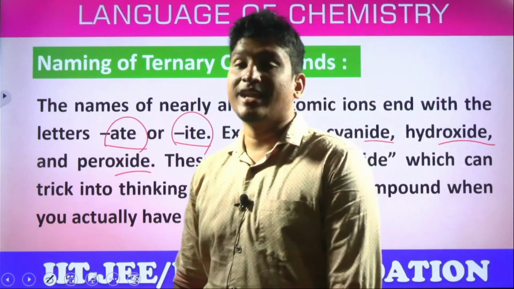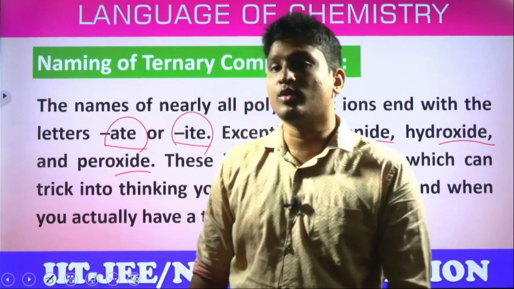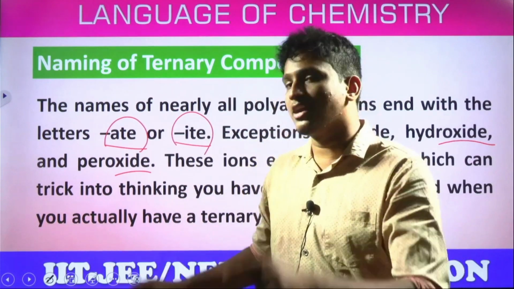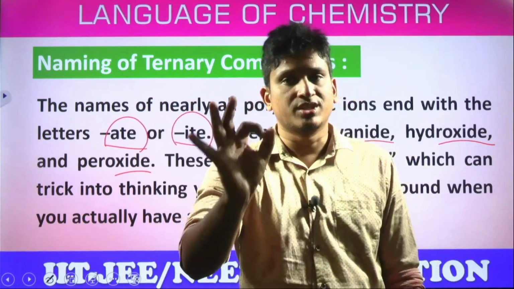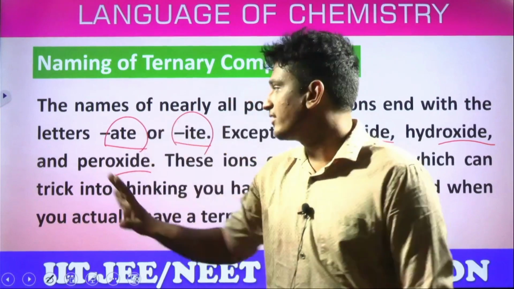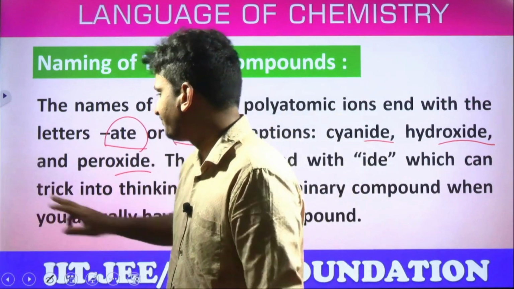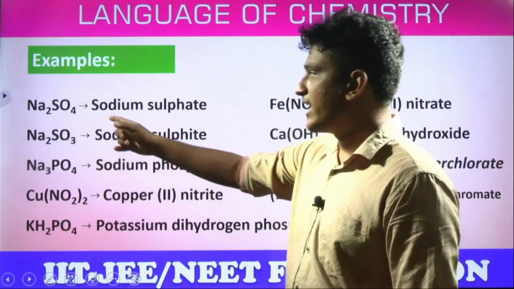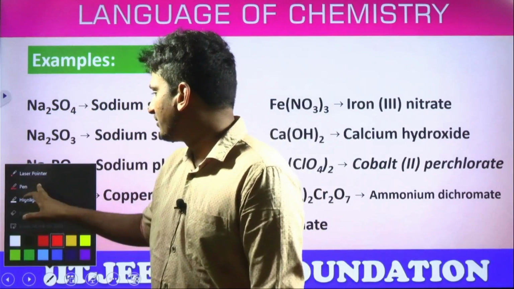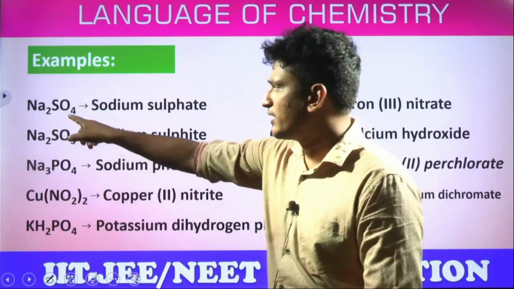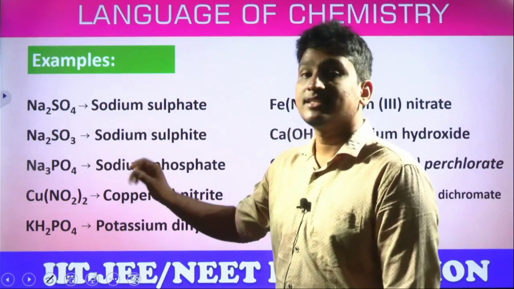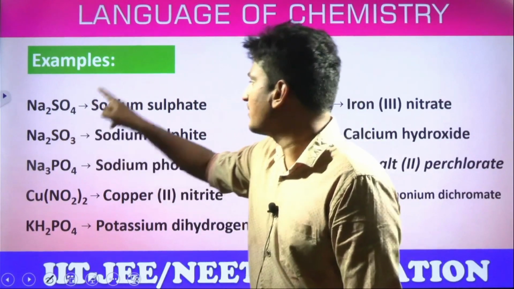That means if ate or ite is present, what is the common element in that particular compound? Oxygen. You have to remember that. So let's see some examples. Look here, Na2SO4, students. What's the name? You have to remember the formula, which is SO4. That is sulfate, sodium sulfate.